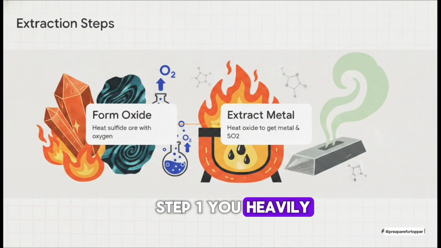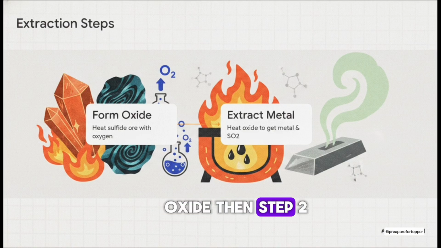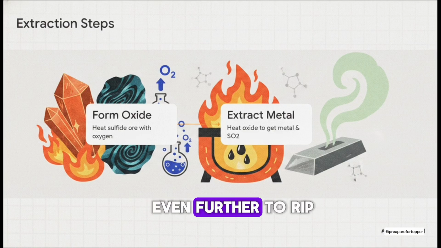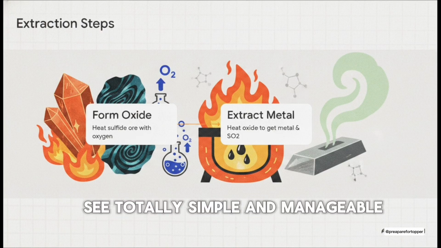Step 1, you heavily heat the sulfide ore in the presence of oxygen. This forms a metal oxide. Then, step 2, you heat that oxide even further to rip the pure metal right out, which, by the way, releases sulfur dioxide gas in the process. See? Totally simple and manageable.